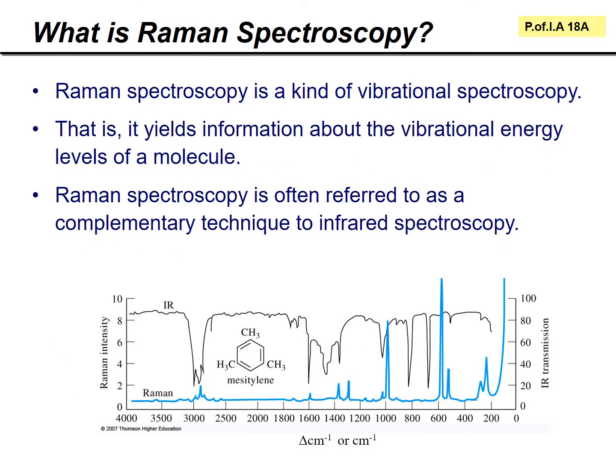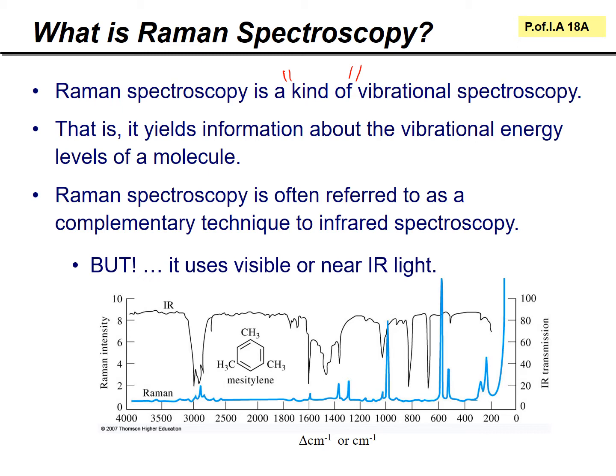So here's a good place to start. What is Raman spectroscopy? Well, this first dot point's interesting. It says that Raman spectroscopy is a kind of vibrational spectroscopy. Well, it is a vibrational spectroscopy in that it yields information about vibrational energy levels in a molecule. We can probe the molecular vibrations by doing Raman spectroscopy. What this kind of is referring to is that it uses visible or near-infrared light. So we use photons of much higher energy.